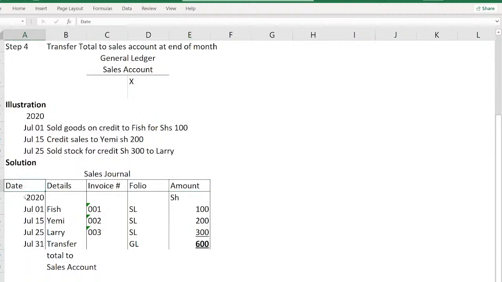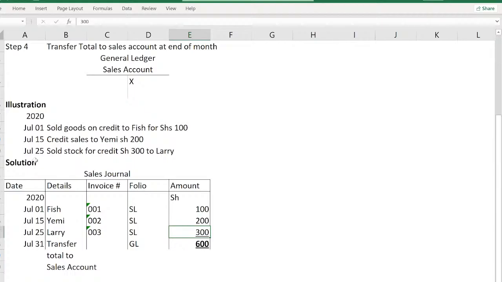So here you have the date 2020 July 1. The details is the person, so Fish. Invoice 1, and the folio we can write as SL, the sales ledger. Then amount 100. We go to July 15. Credit sale to Yemi for 200. And then we have July 25 for Lali, which would be invoice 3, SL, and 300. So we have indicated all this in our sales journal.